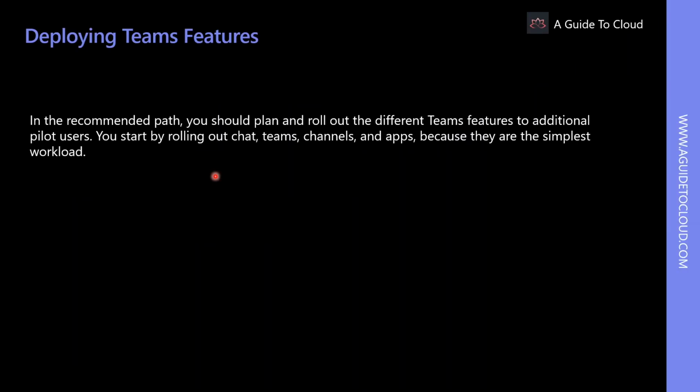In the recommended path, you should plan and roll out different Teams features to additional pilot users. You start by rolling out chat, Teams, channels, and apps because they are the simplest workload. Of course, depending on organizational needs, it is possible to deploy them all at once. This is where planning is so important to addressing your organizational requirements.